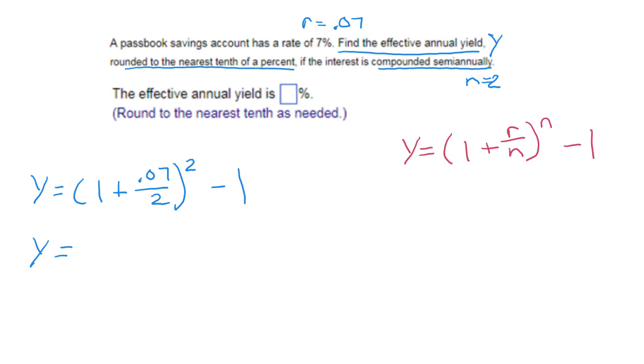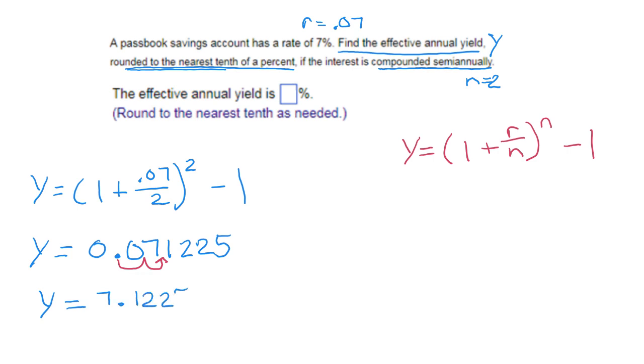It says your effective annual yield comes out to be, and this is really an approximation, 0.071225. We're rounding to the nearest tenth of a percent, so I need to change this to a percent, just like the instruction told me to. Move this 2 places to the right and add my percent symbol. So Y is equal to 7.1225%.